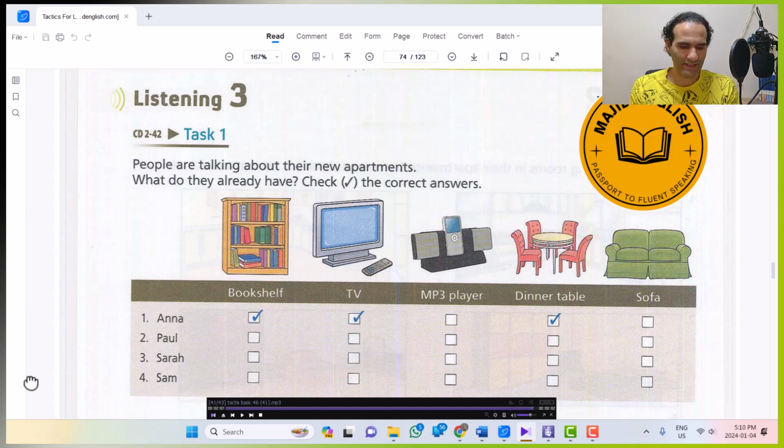And for Sam, he's got a bookshelf, but it is just a little too big for him. And he does not have a TV. He's waiting for the new models to come. An MP3 player he's already got. And he does not have a dinner table. He's waiting for the sales of next week. So right now he has his dinner while sitting on the sofa. Okay, this was the summary of the part.